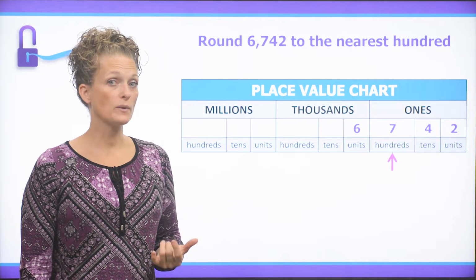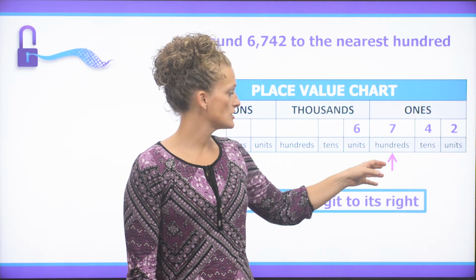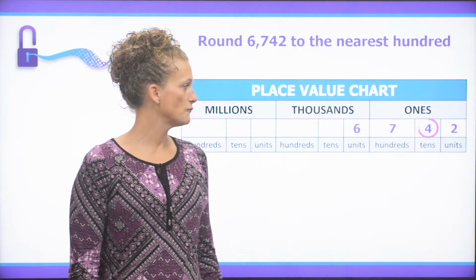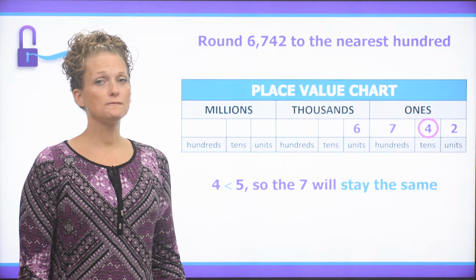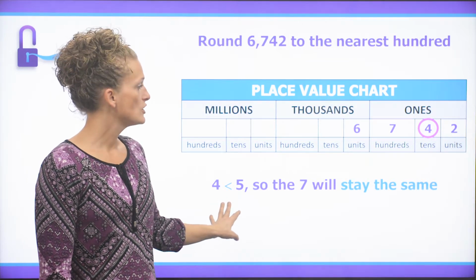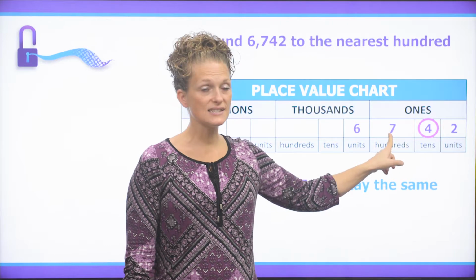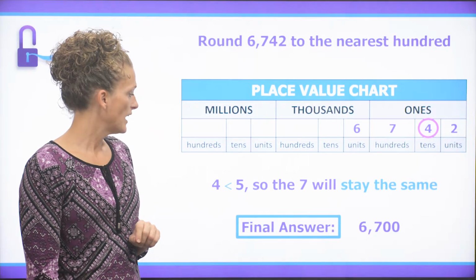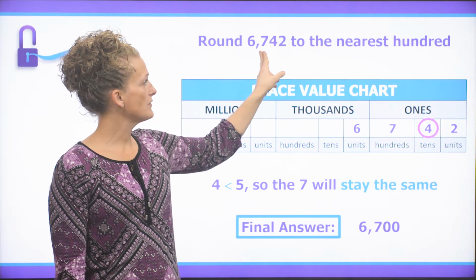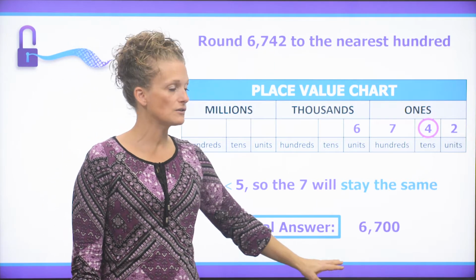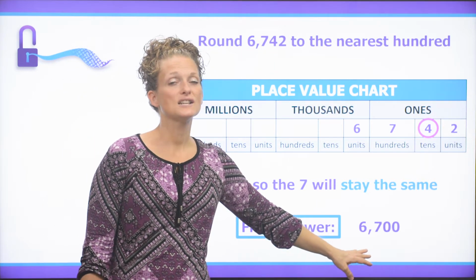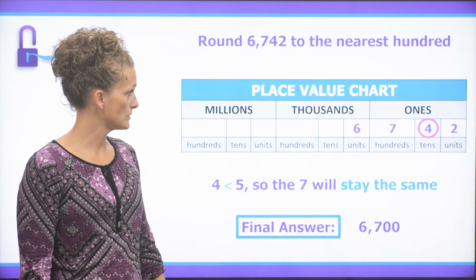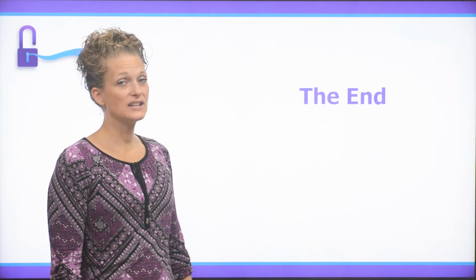So we need to know, do we round up or down? So we look to the digit to the right, which is going to be this 4 here. And we can see that 4 is less than 5. So this rounding digit stays the same, and all of these turn to zeros. And so 6,742 rounded to the nearest 100 is 6,700. And that is your lesson on rounding whole numbers.